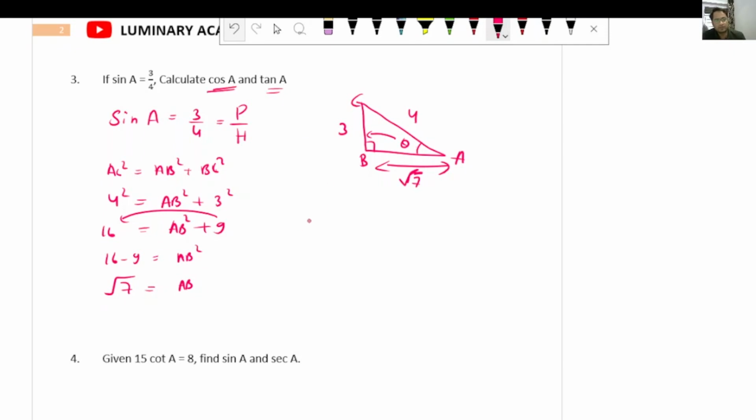So you know that cos A will be equals to, "some people have curly black hair", so base upon hypotenuse. Cos A angle A only, so the base stays the same, so root 7 upon hypotenuse is 4, so root 7 by 4 is your answer, right?